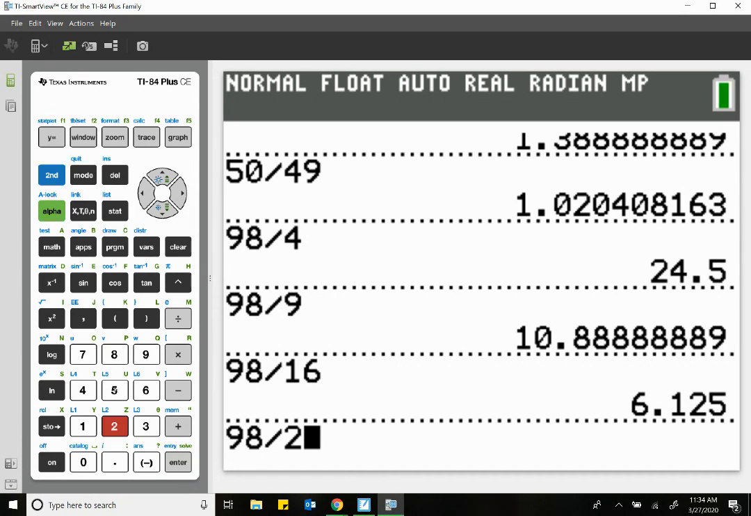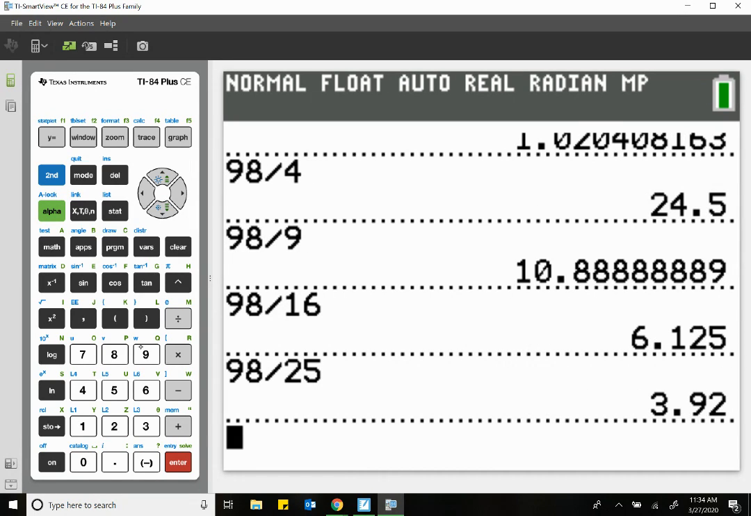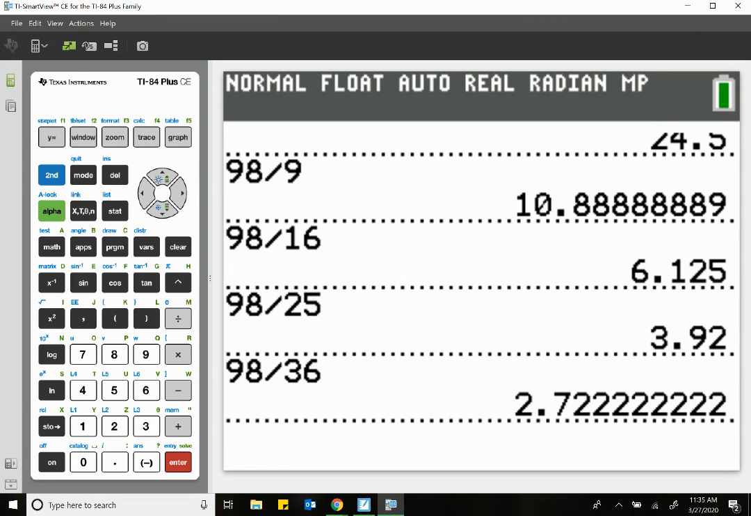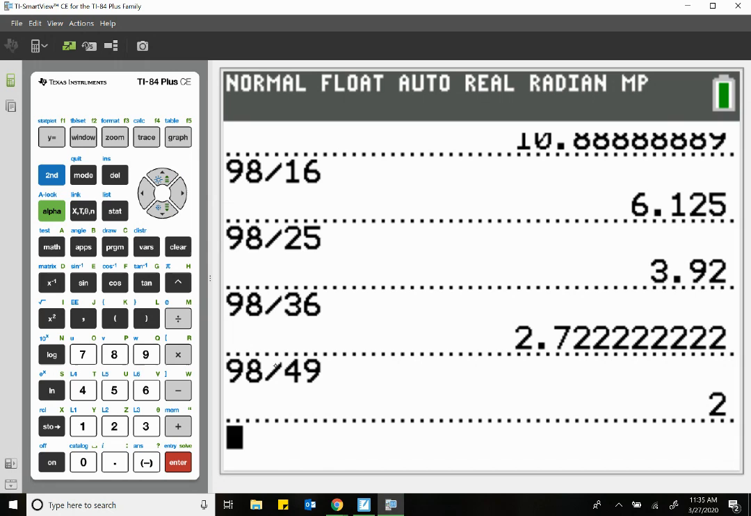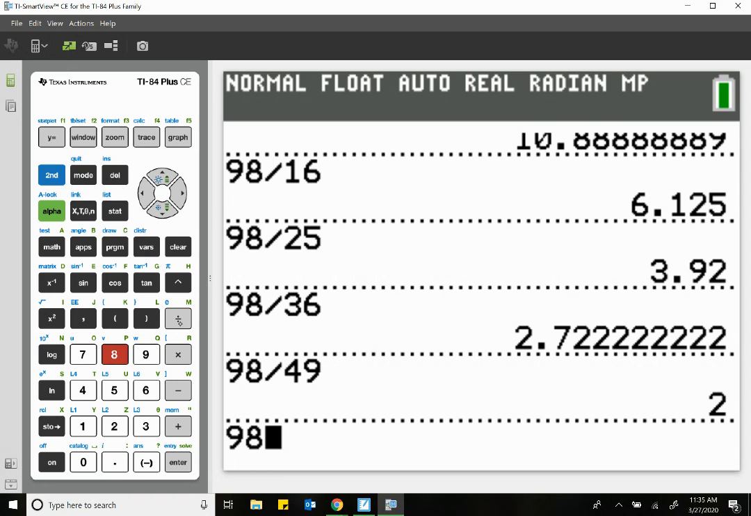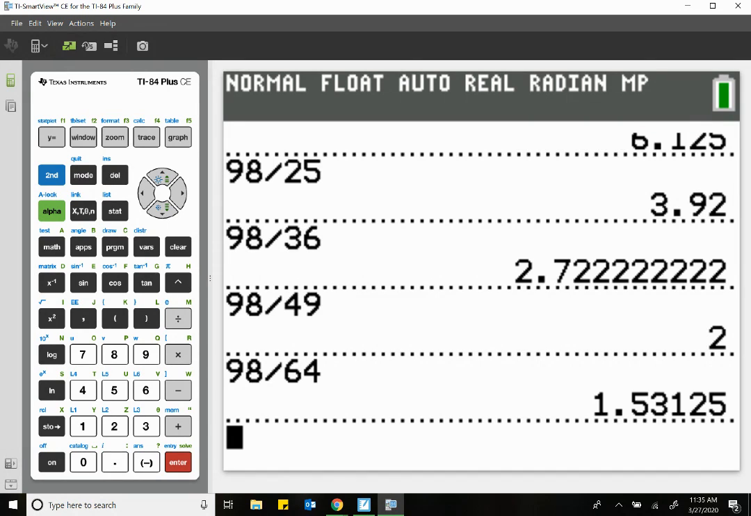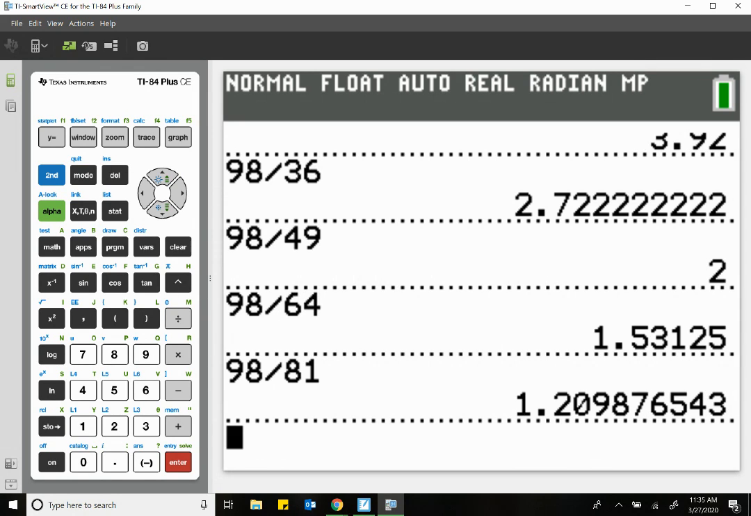98 divided by 25. I'm only testing perfect squares. 98 divided by 36. Nope. 98 divided by 49. Hey, there it is. There's 1. So 49 is our biggest perfect square so far. And then 98 divided by 64, because I want to make sure that that's the biggest. And then 98 divided by 81, which we know ain't going to work. So our biggest perfect square for 98 was 49.